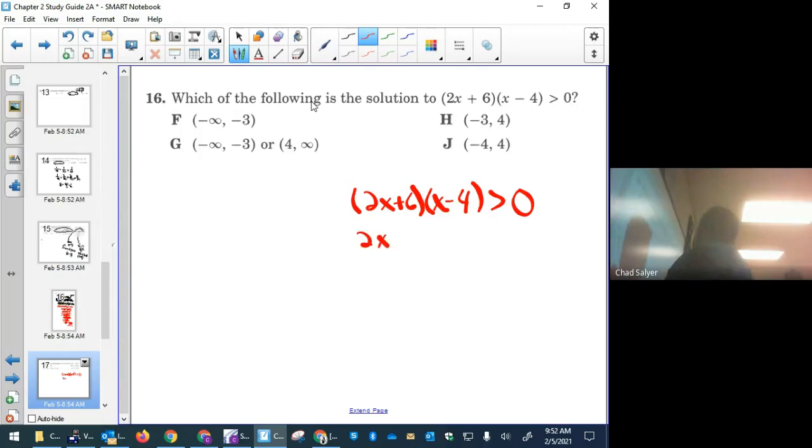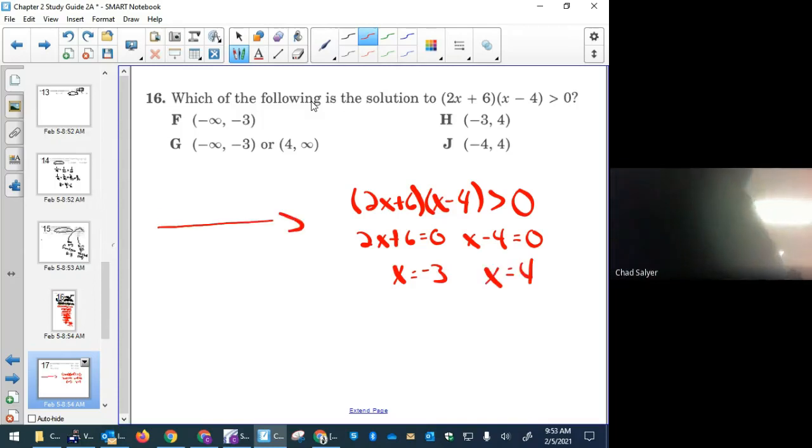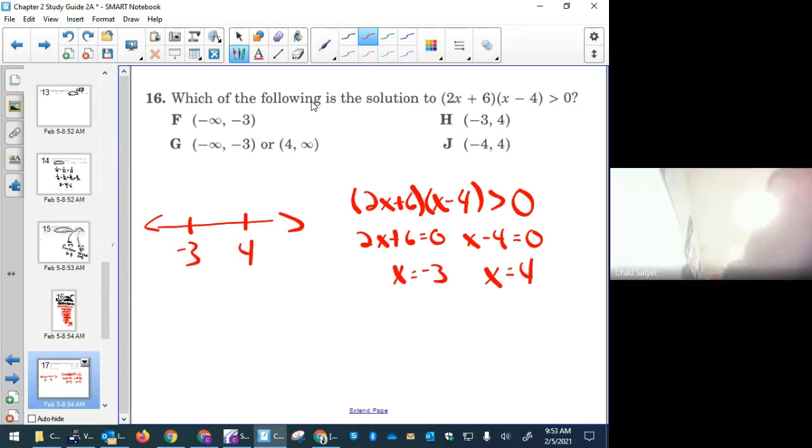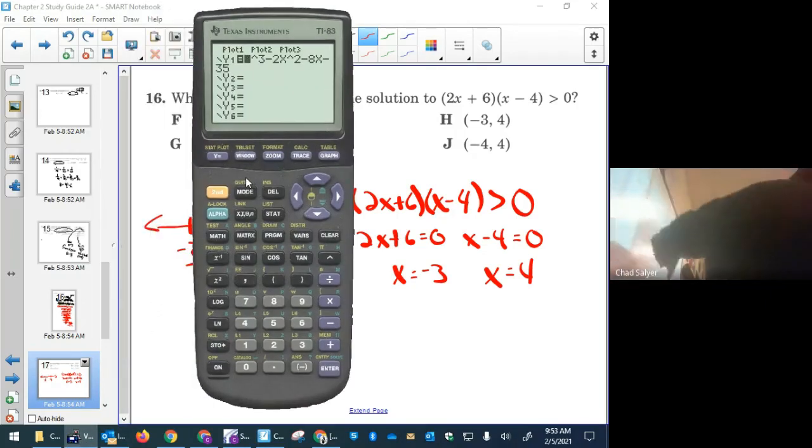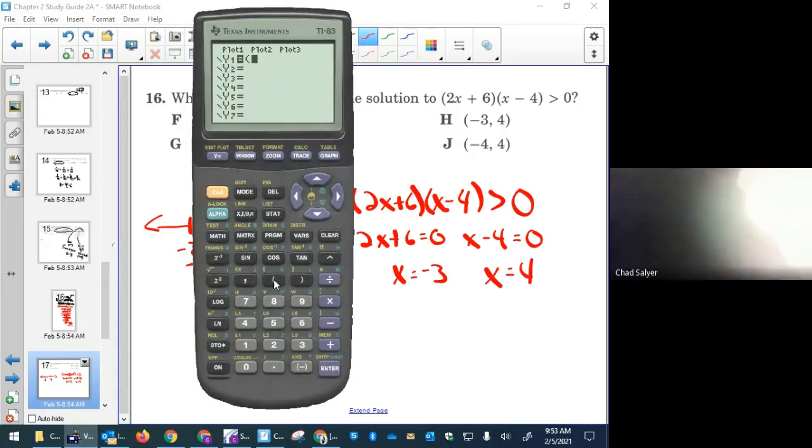I know 2x plus 6 equals 0 and x minus 4 equals 0 are the zeros of this function. Subtract 6, divide by 2, x equals -3. Add 4, x equals 4. So we know how to populate our sign chart right away. And when you put something into the calculator, you don't have to expand it. The calculator will do that for you. So it's perfectly legitimate to put something in factored form, like so.